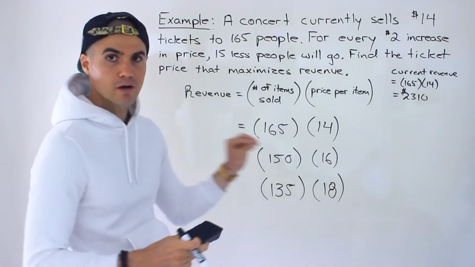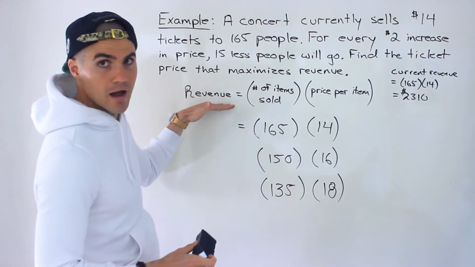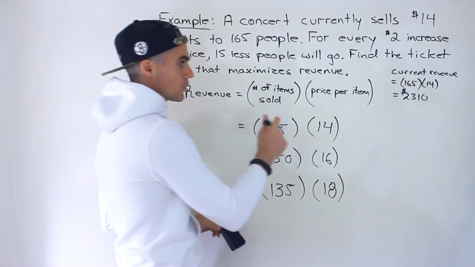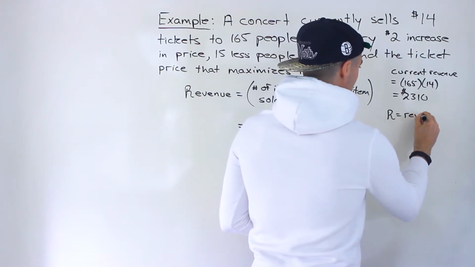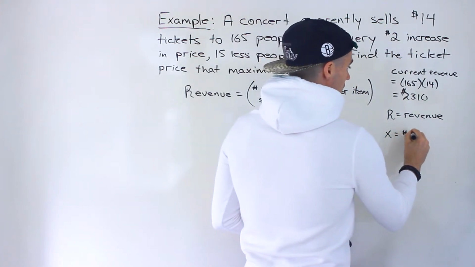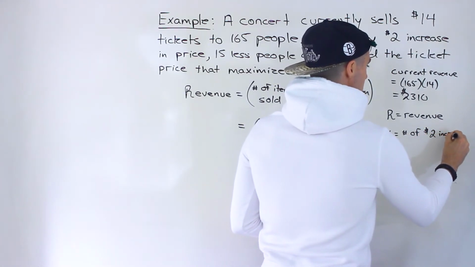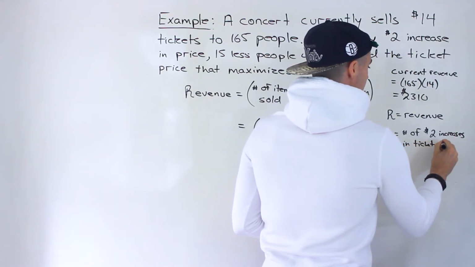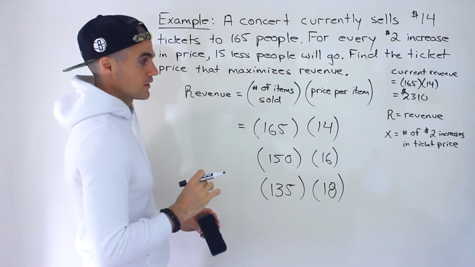And so what we want to try to figure out is there some kind of combination here that's going to maximize this revenue? And like we did in the previous example, what we're going to do is we're actually going to create an equation here. So let's introduce some variables. We'll let R equal the revenue. And then X is going to equal the number of $2 increases in ticket price. Okay, we're going to let X equal the number of $2 increases in ticket price.